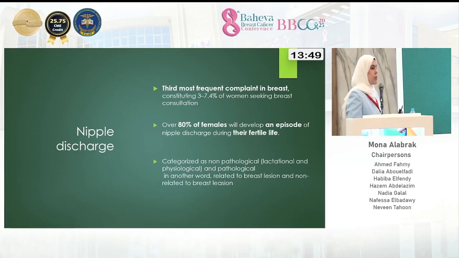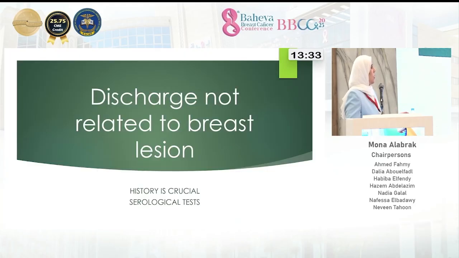التقسيمة بتاعتها بصراحة قعدت أدور على تقسيمة مقنعة، يعني لقيت ممكن أحطها تحت كاتيجوري pathological و non pathological، أو من الآخر nipple discharge related to breast lesion و other not related to breast lesion. فخلينا نتكلم شوية على discharge not related to breast lesion. في الحالة دي أنا محتاجة history حلوة قوي ومحتاجة laboratory work أحيانا.